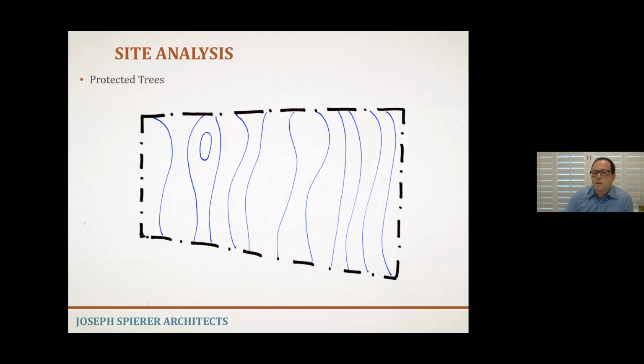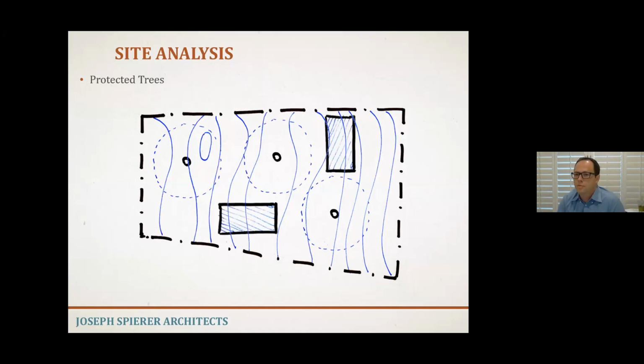Okay, so this is a project that we had in the Palisades, where we essentially had these oaks, which were all over the site, right? And this particular oak, you're not allowed to chop down, and you're also not allowed to go within a certain distance of the tree canopy, which is what's indicated with those dashed lines there. So imagine trying to arrange a house in a way that makes sense with these trees.